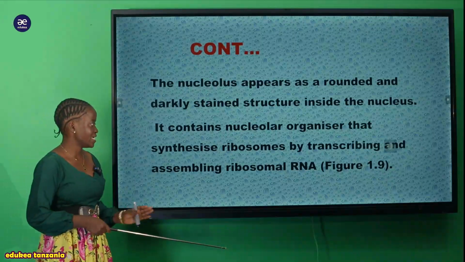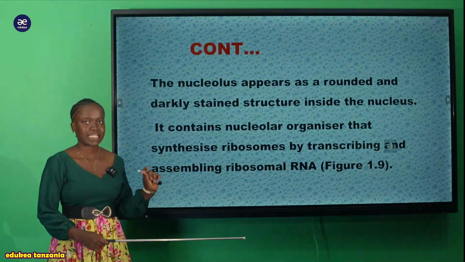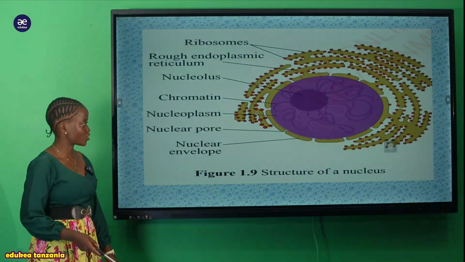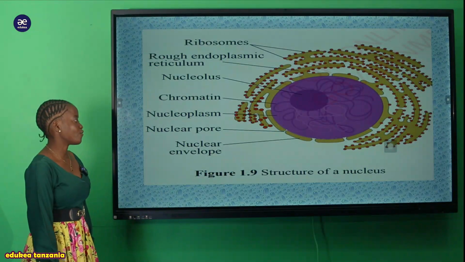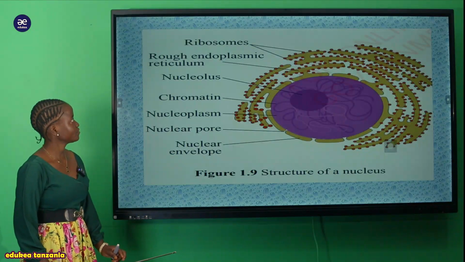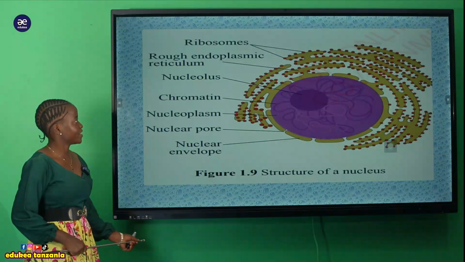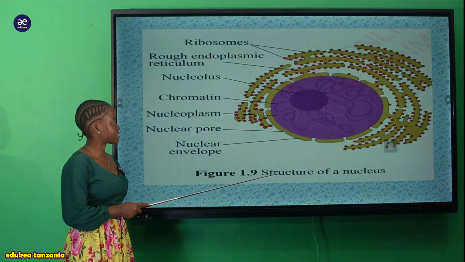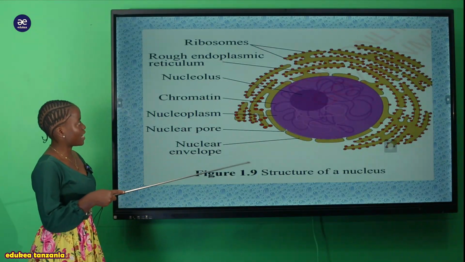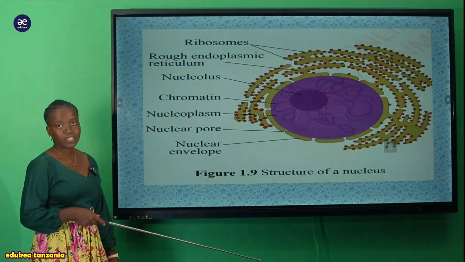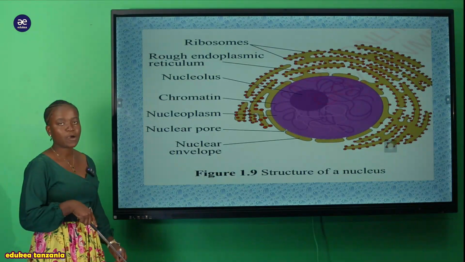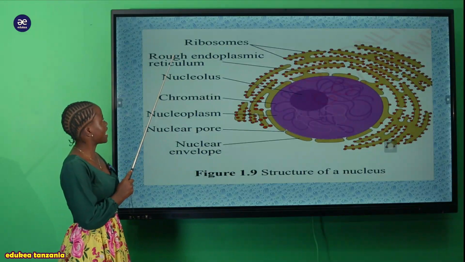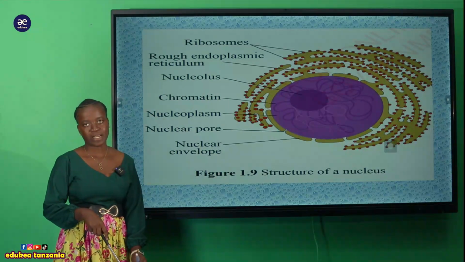So now let's see this figure 1.9 so that you will understand the generalized structure of a nucleus. So as usual, my students, now you can see the structure of the nucleus. Now starting from the outside. On the outer part of the nucleus, there is ribosome. There is rough endoplasmic reticulum.